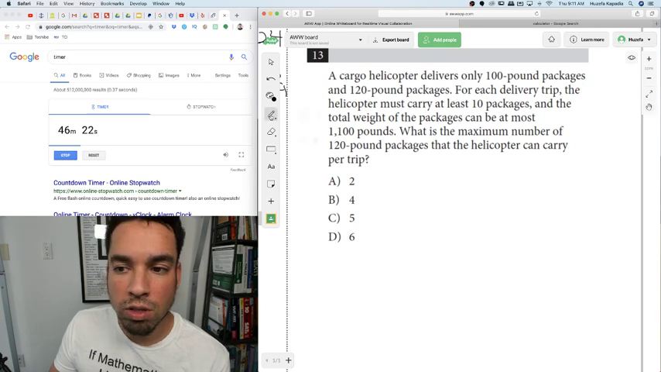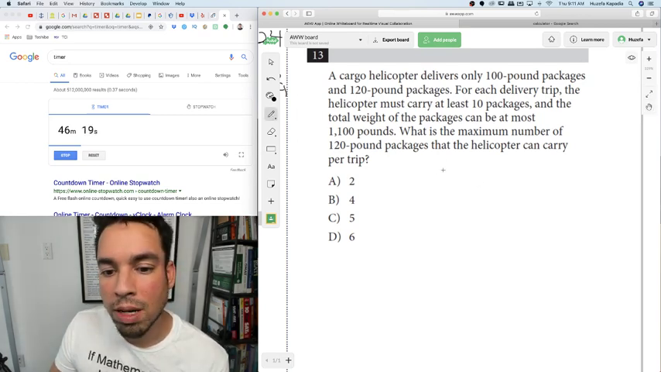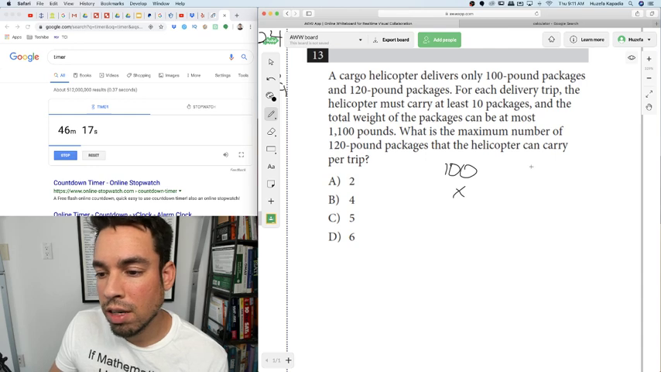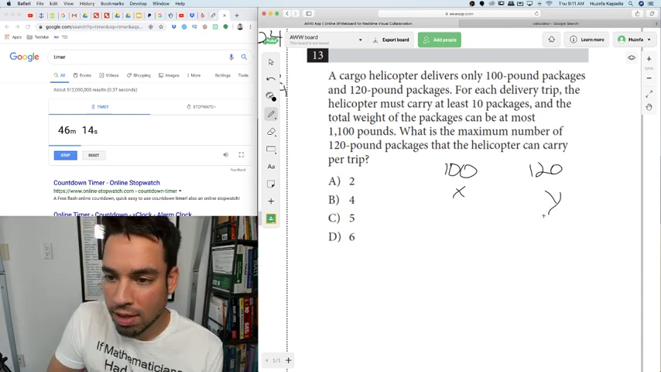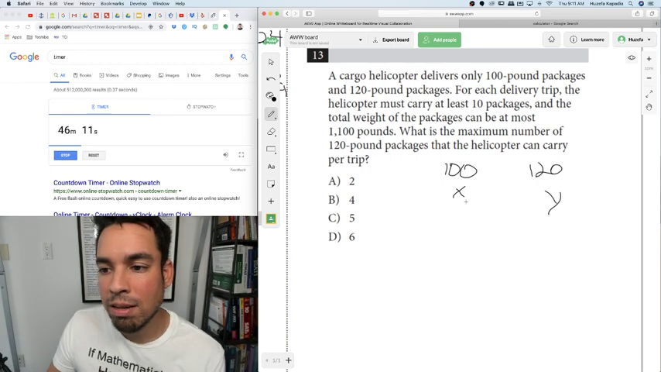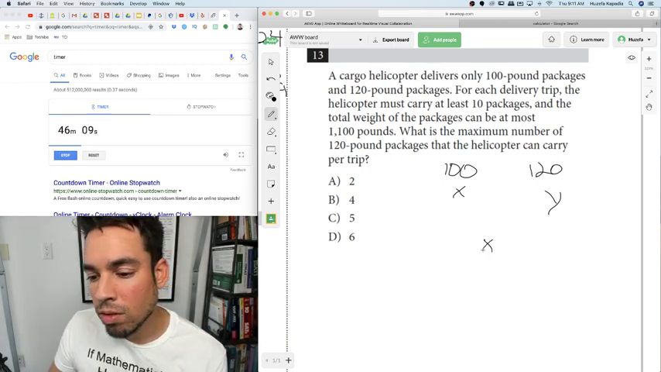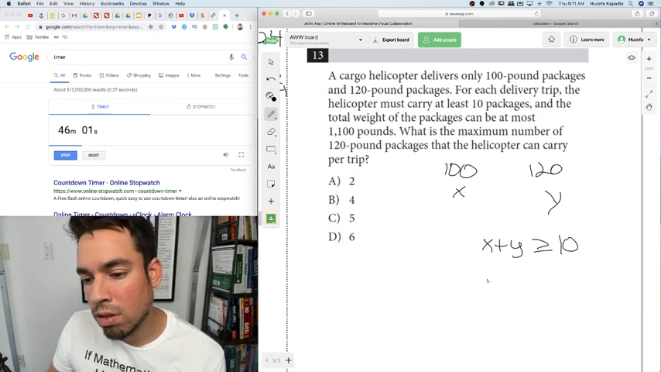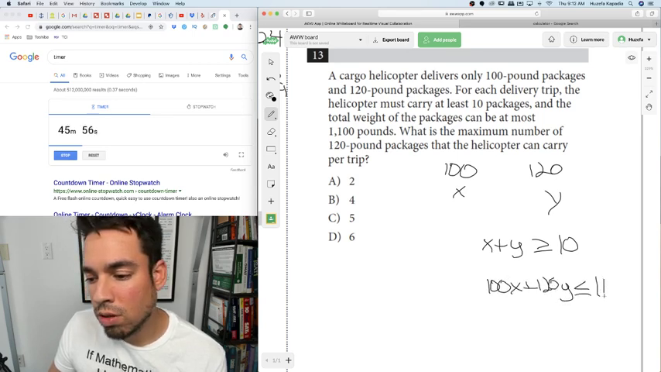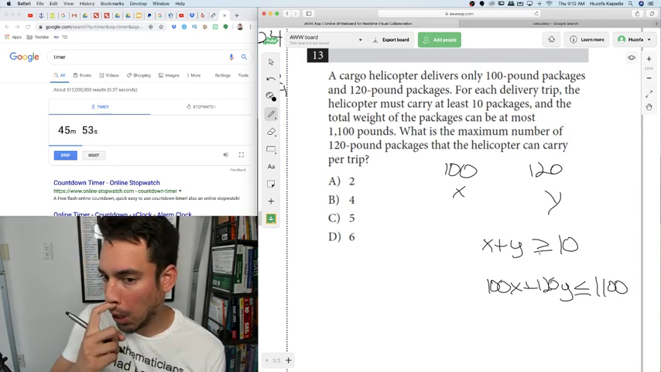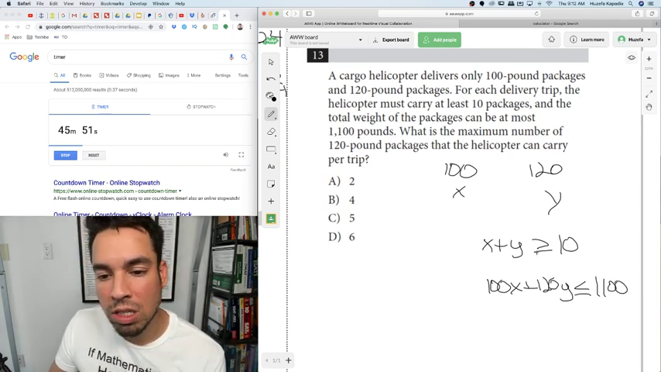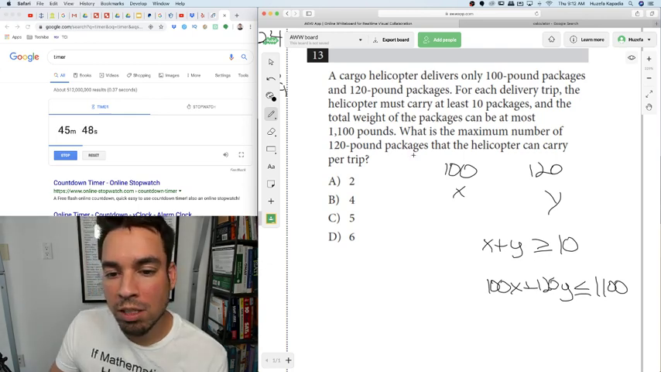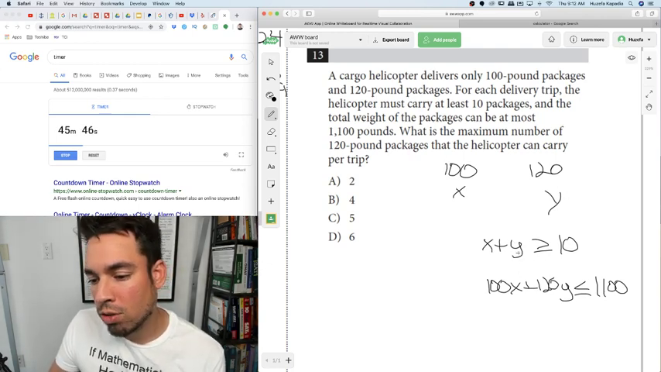All right, next. A cargo helicopter delivers only 100-pound packages and 120-pound packages. Call these X and Y. I can already feel it's a system of equations. For each delivery trip, the helicopter must carry at least 10 packages. And the total weight of the packages can be at most 1,100 pounds. 100X plus 120Y has to be less than or equal to 1,100. Since it says maximum, we pretend these are just equal signs. This is a system of equations. What's the maximum number of 120-pound packages, which is Y? So we're solving for Y.